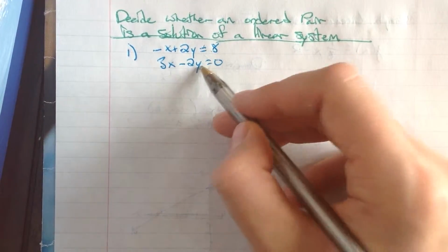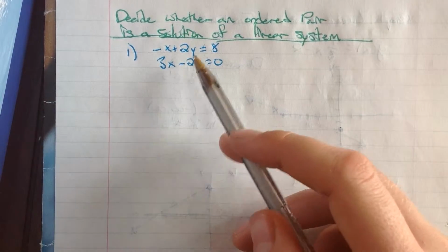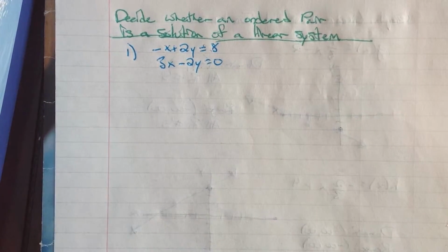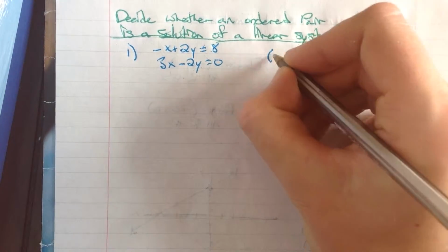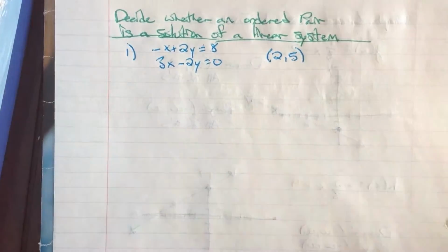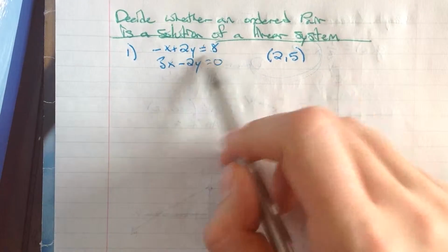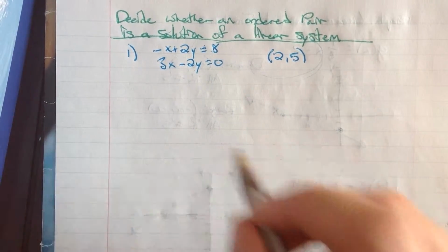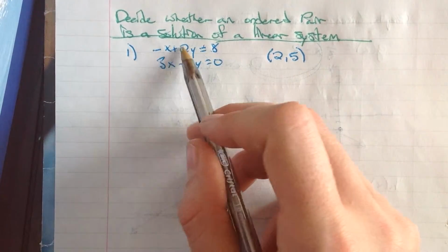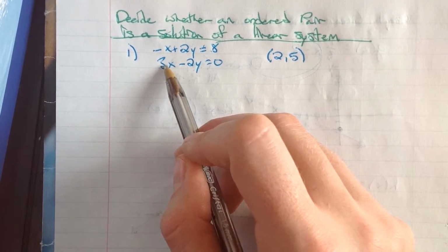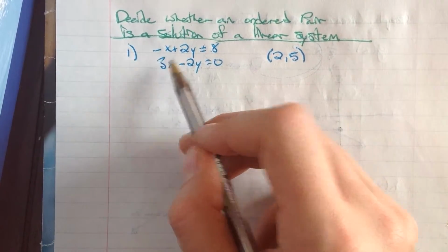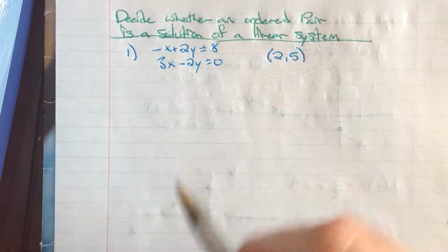So we have these two lines, and basically we're asking, where do these cross, and is the point we've picked the place where they cross? Is (2, 5) the point where these cross? To do this, we have to plug this point into both equations and have it be a true statement. So we're going to plug in 2 for our x values and 5 for our y values.